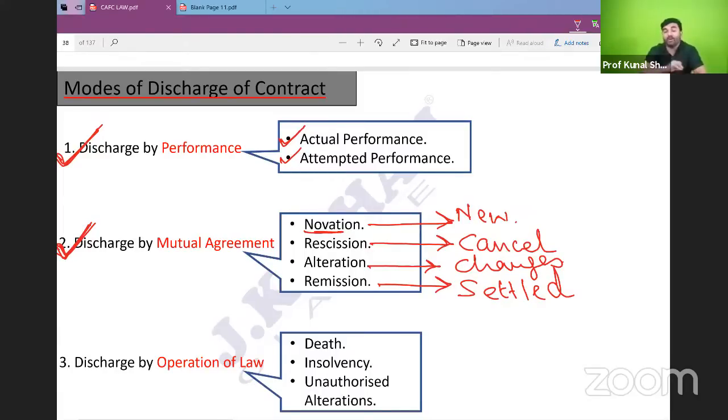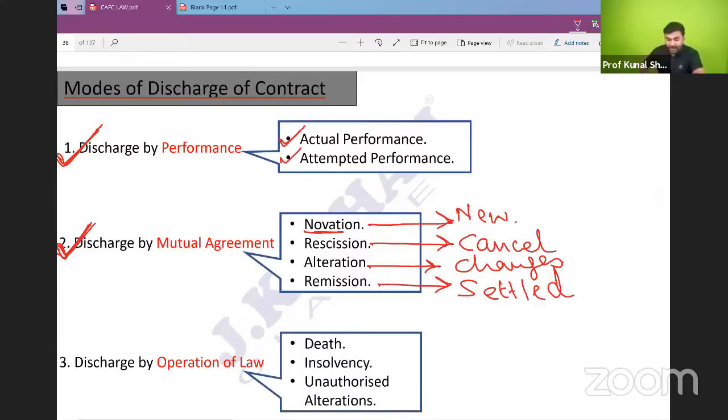Last topic is about remission, which means to waive off, to settle up some things. I was having a liability to pay 10 crores to JK Shah sir, which means JK Shah sir is having a right to recover 10 crore rupees from me. The due date of performance was 19th March. Before the due date, I went to JK Shah sir and said, sir, I can't pay you 10 crores.